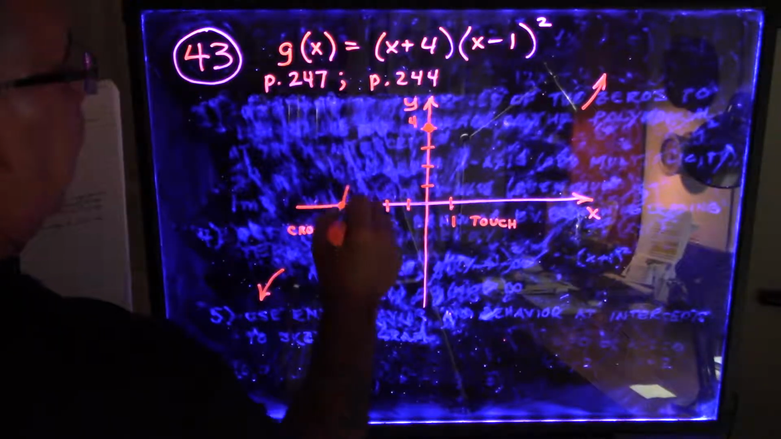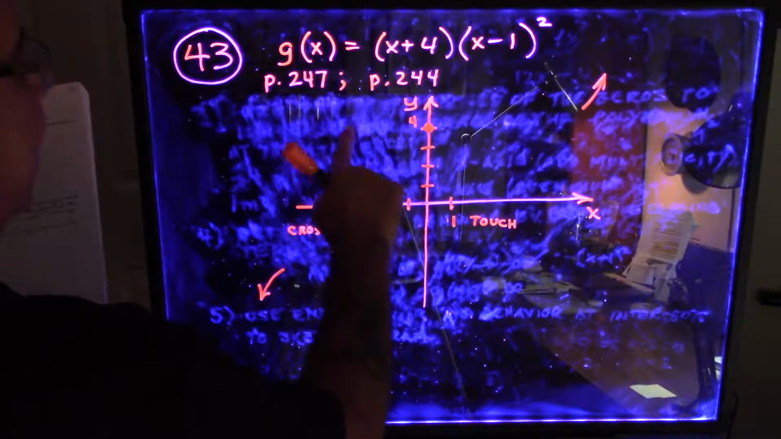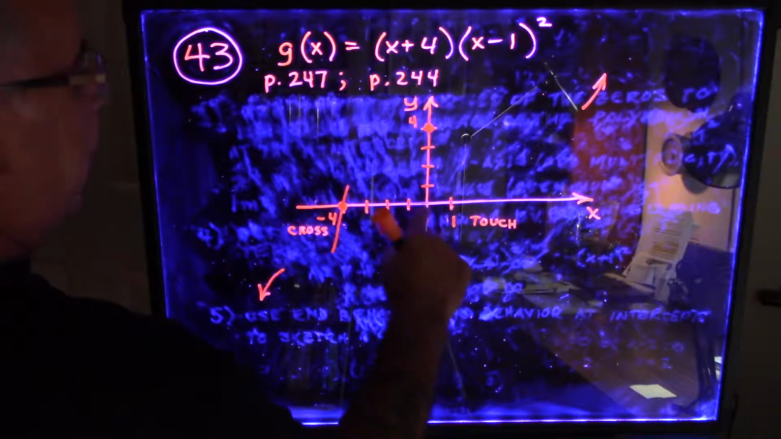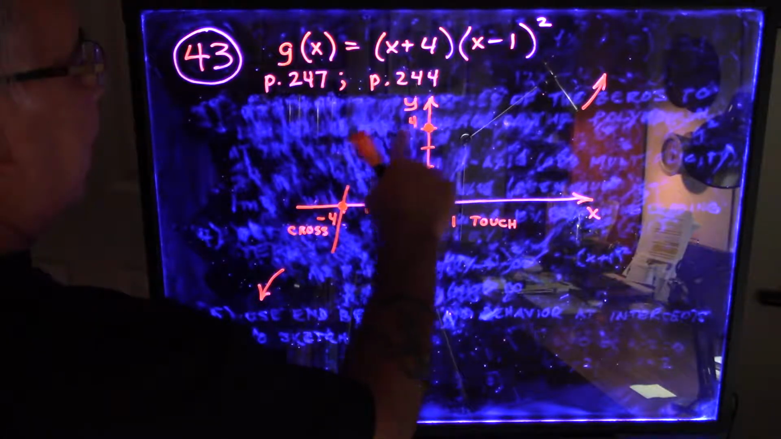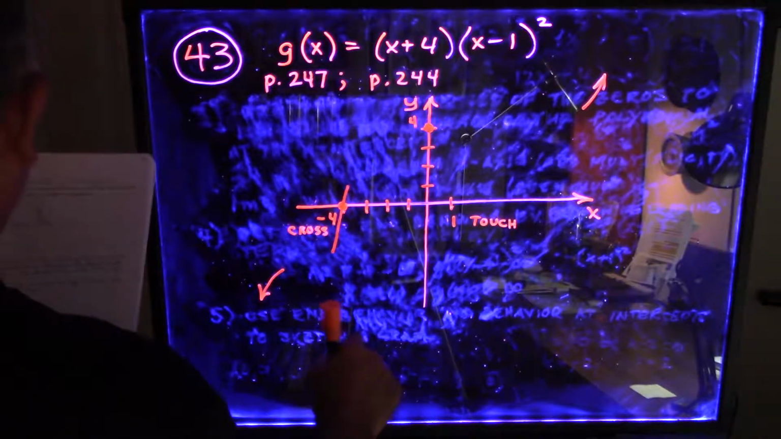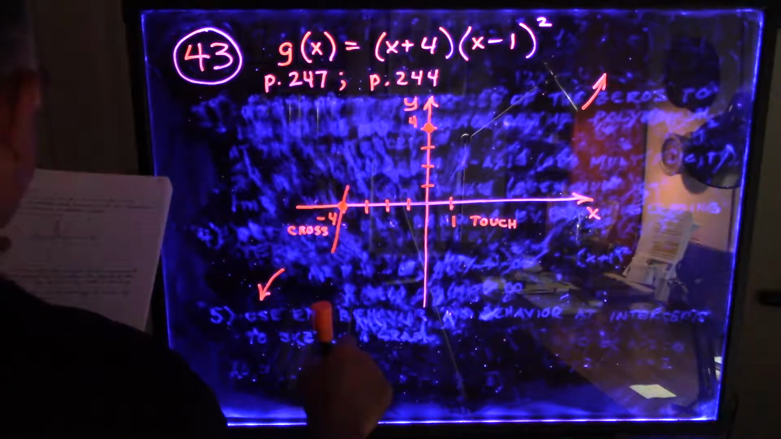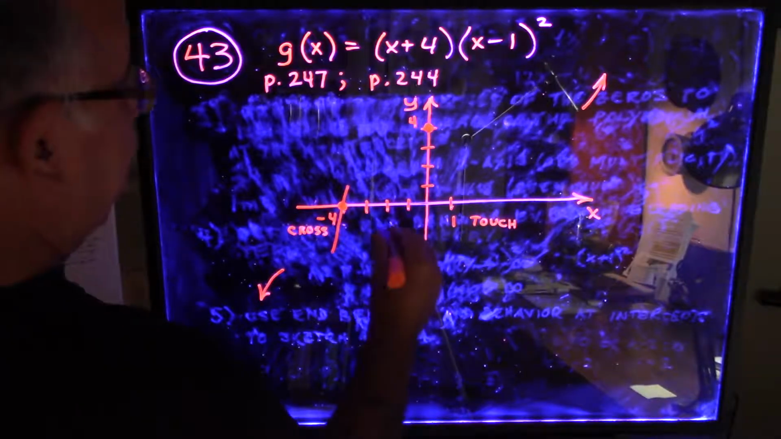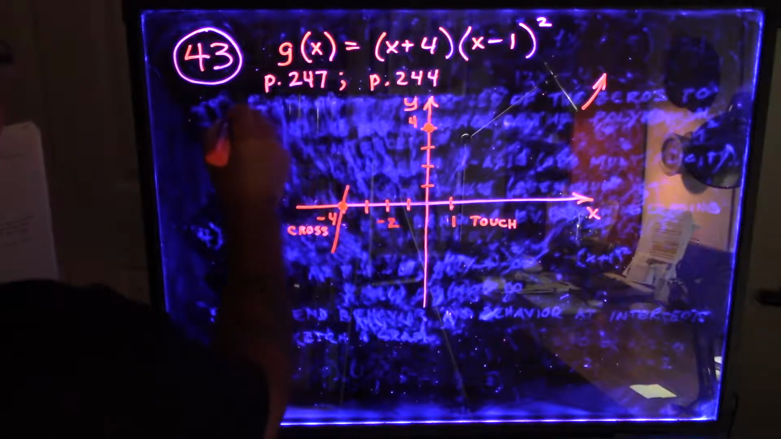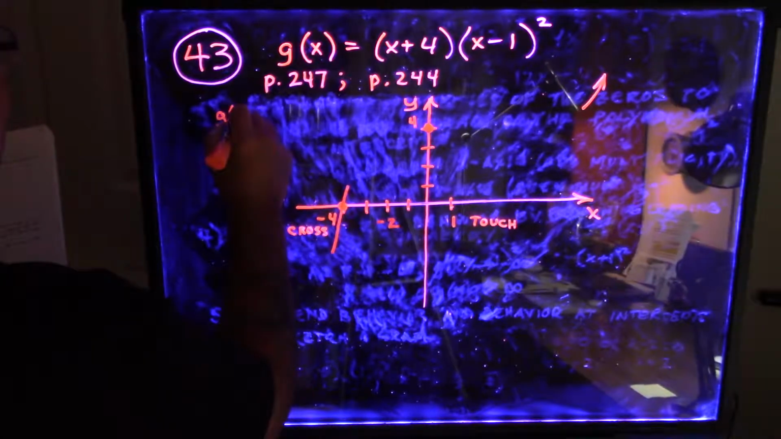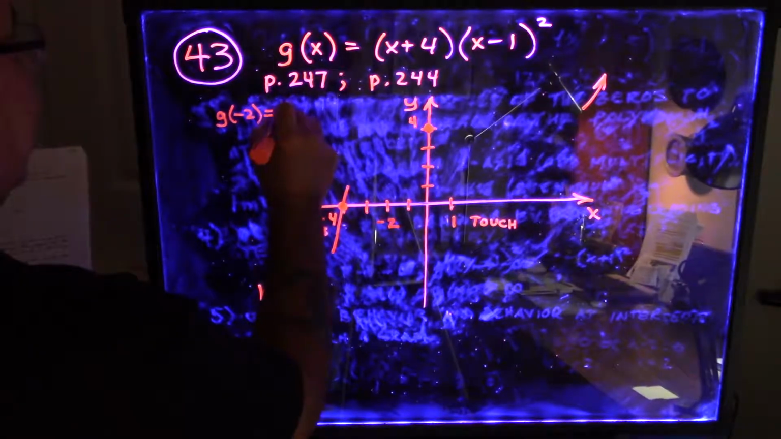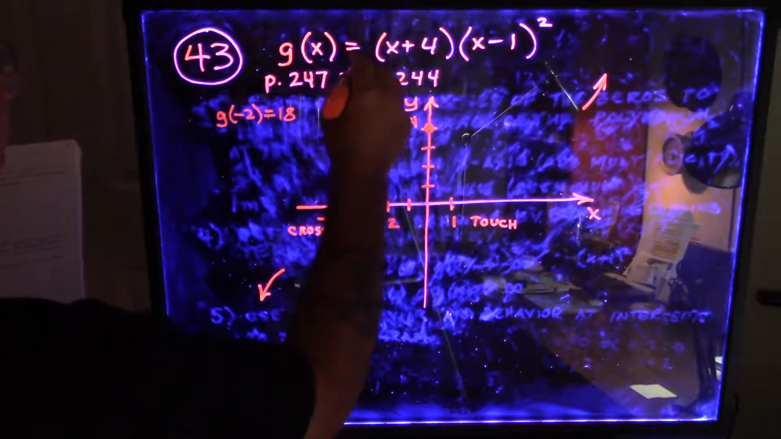Go through. Now, how high do we go? We know it's going to go up, and then it's got to come back down and touch here, right? So it's going to go through here when it's coming back down. How high do we go up? Well, let's take a point like -2, and see what g of -2 is. Okay, g of -2 equals 18, right? So it's going off my graph.